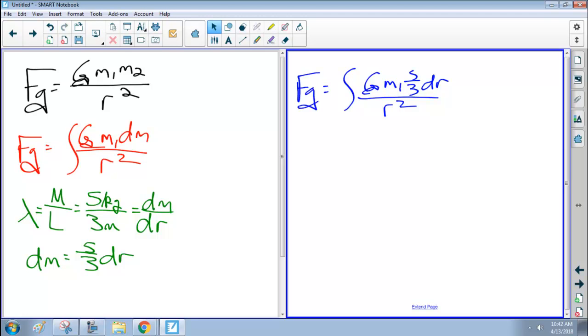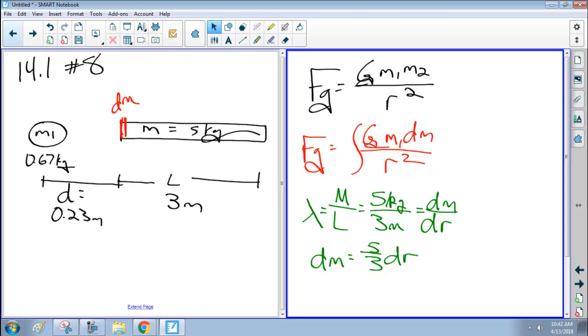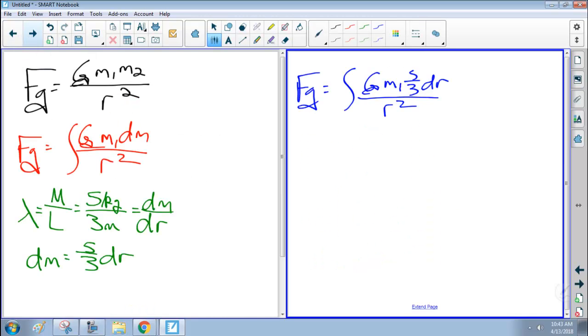It's just the length of the rod. Not exactly. It's not exactly the length of the rod, because how close is the closest particle? D. So we want to go from 0.23 to 3.23. Does that make sense? Yes. Because that's the range of radii that I need to accomplish getting all of my 5 kilograms worth of mass. So this goes from 0.23 to 3.23. Cool?